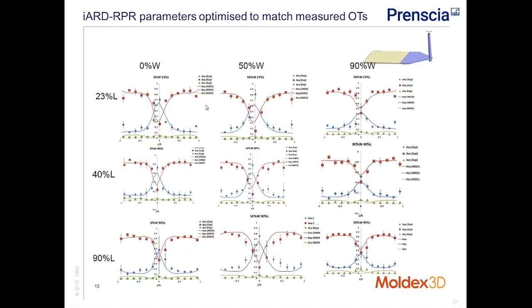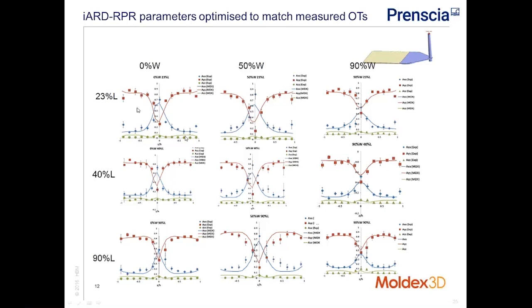So when you have this measured information, that allows you to refine and optimize the moulding simulation to get better results. There are some parameters in the iARD-RPR model that can be tuned if you have experimental data and allow you to get a nice match between the predicted and measured orientation tensors.